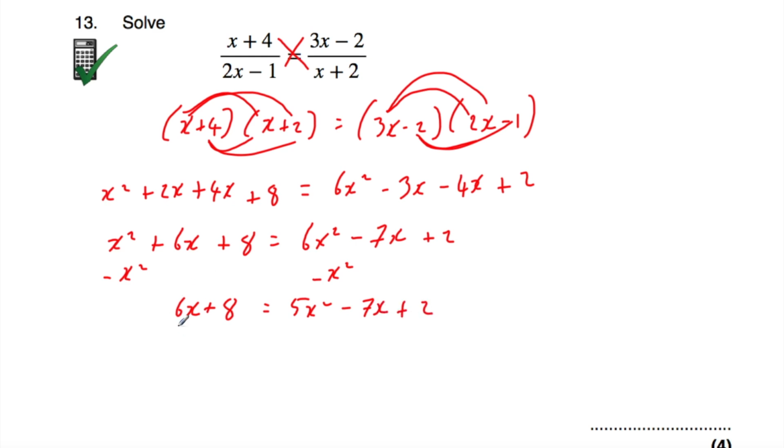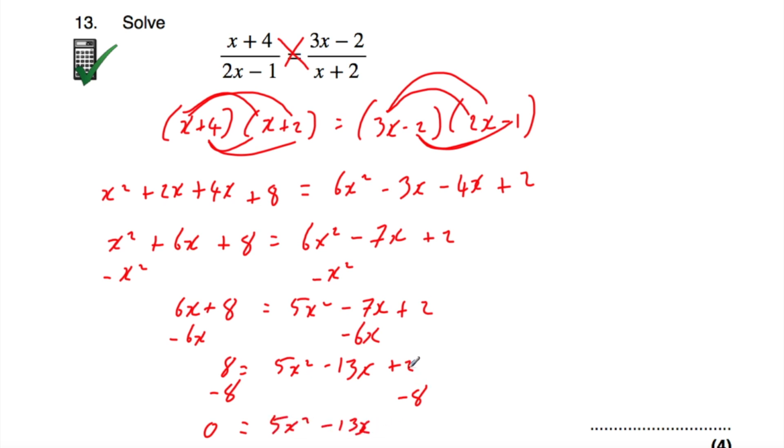Now let's get rid of the 6x here, so let's take away 6x and take away 6x. So we're going to get on the left-hand side, 8 equals 5x squared minus 7x's take away 6x's would be minus 13x's, and then plus 2. And then finally we want it to equal 0, so let's take away 8 and take away 8. So we're going to get 0 on the left-hand side will equal 5x squared minus 13x, and then we've got 2 take away 8, that'll be minus 6. So this is fantastic. I'm just going to write up here 0 equals 5x squared minus 13x minus 6.